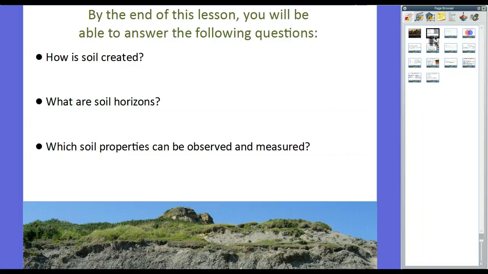By the end of this lesson, you will be able to answer these three questions. 1, how is soil created? 2, what are soil horizons? And 3, which soil properties can be observed and measured?